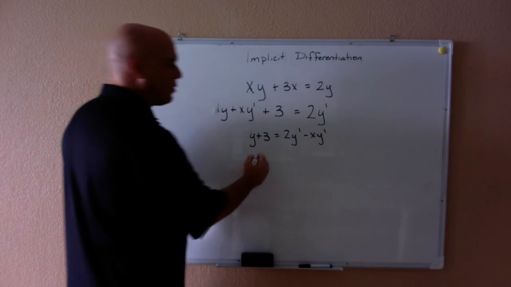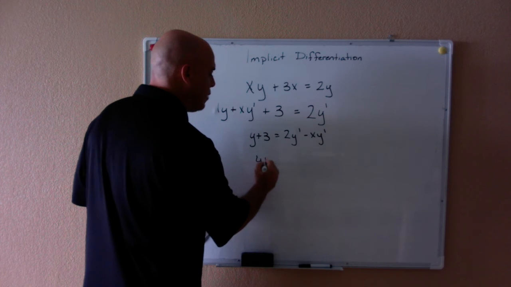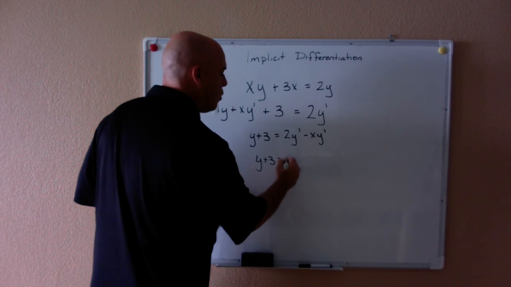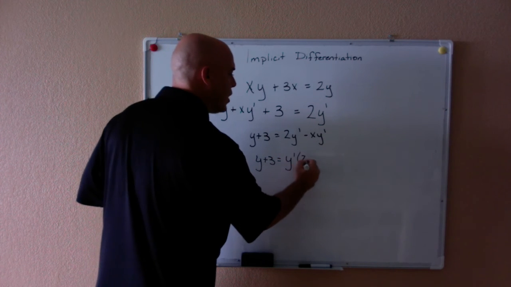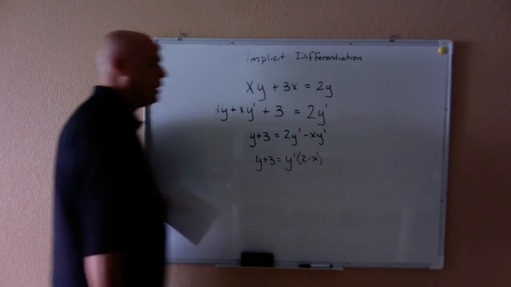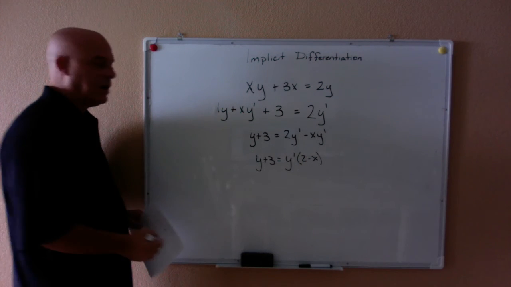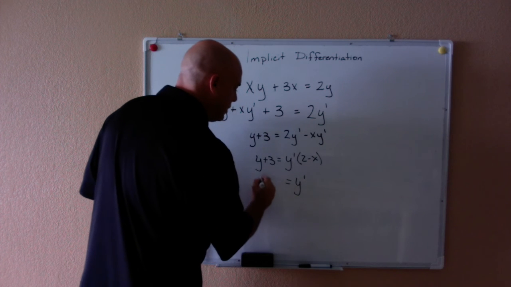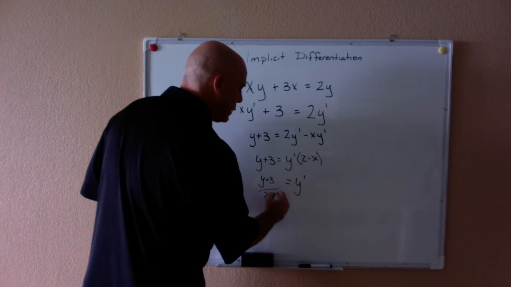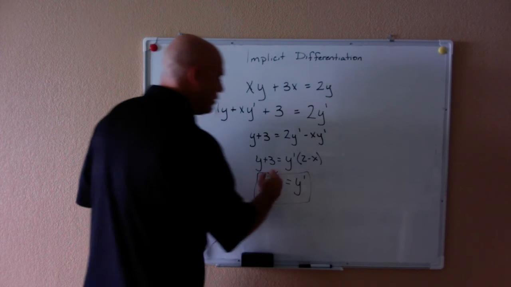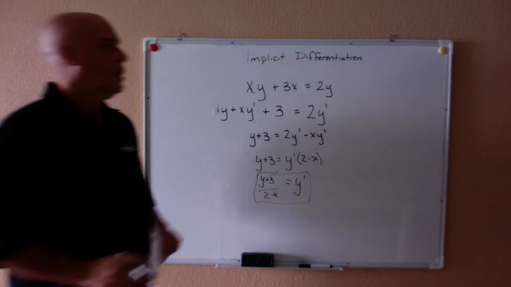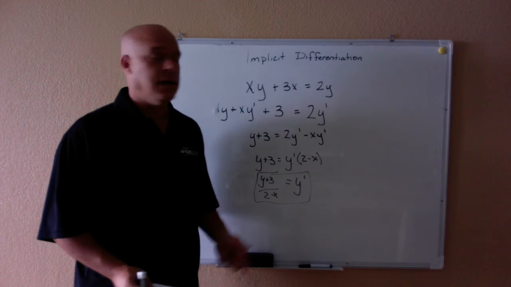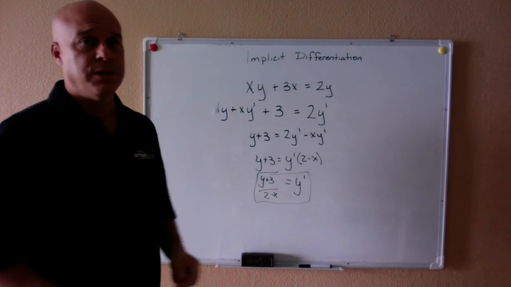I'm going to factor out the y prime again. That's going to give me y plus 3 equals y prime times the quantity 2 minus x. And divide through by the 2 minus x to clean that up, and I find that y prime is equal to y plus 3 divided by 2 minus x, and there's my derivative for this function. Okay, so like I said, a little bit more complicated here because I have the xy term to deal with.